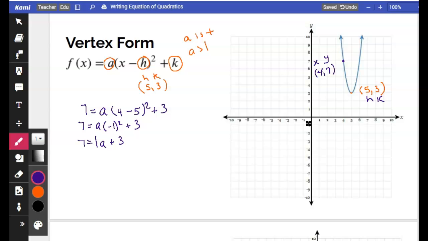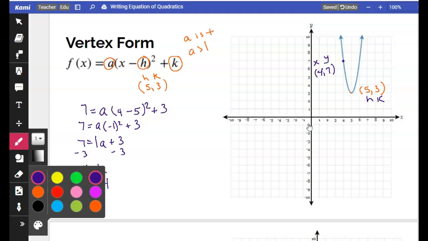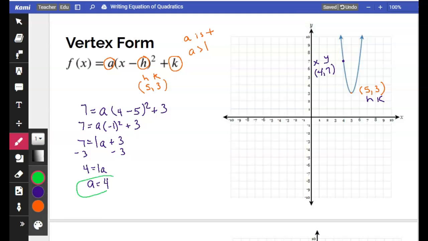It really does feel like I've got cotton in my mouth. I'm going to subtract 3 from both sides, and I get 4 equals 1a. You can divide by 1, but dividing 4 by 1 is just going to make a equal to 4. So now you've got your a value, you've got your h, k value. You can write this equation in vertex form. F of x equals 4, x minus 5, don't forget the squared, plus 3.